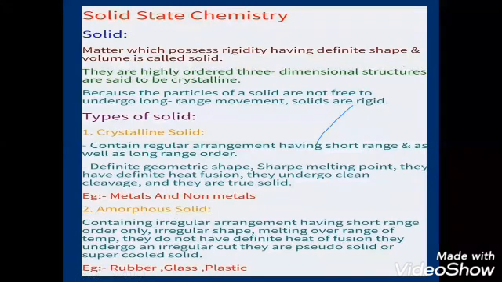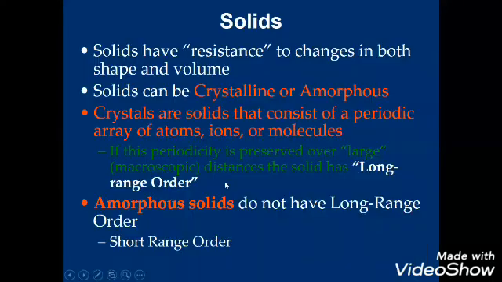Why? Because amorphous solid does not have a fixed melting point. So they are regarded as supercooled liquid. So glass, rubber, plastic, these materials, though we call them solid, are actually not pure solid. Only the crystalline solid are regarded as pure solid because crystalline solid has a fixed melting point. Amorphous solid does not have a fixed melting point.